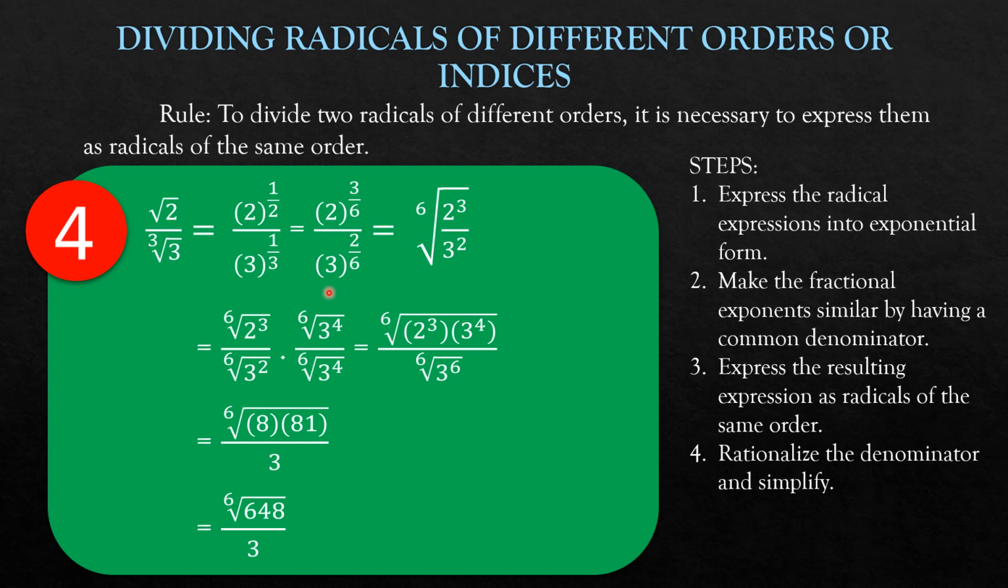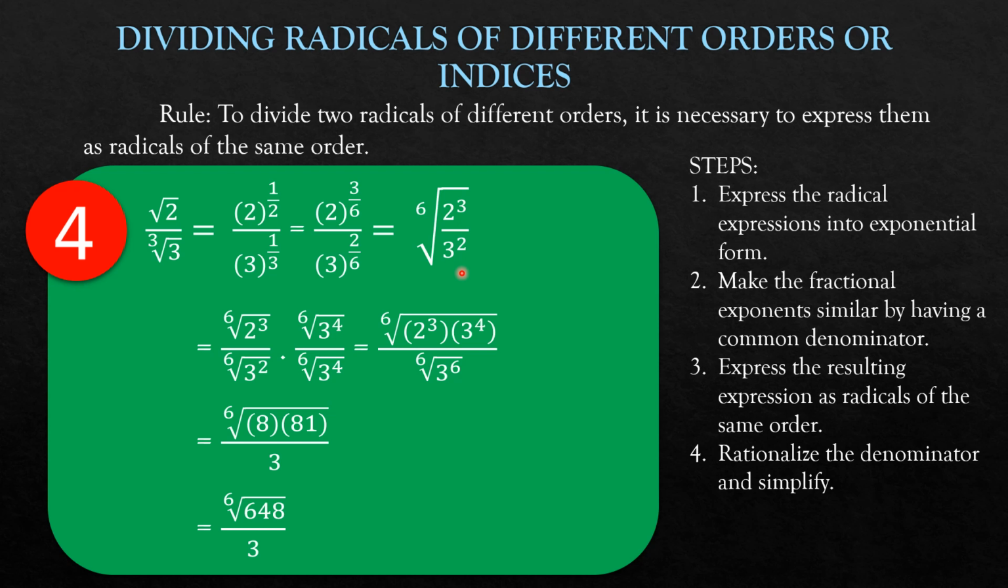And then, express the resulting expression as radicals of the same order. So, since parehas na yung denominator nila, ibig sabihin, same order na yan, i-rewrite naman natin or ibabalik naman natin siya into radical form. So, yung denominator will be the index, so that is 6 root. And then, magkakaroon tayo dito ng 2. Okay, yung kanyang exponent will be the power, so 2 cubed divided by 3 squared.